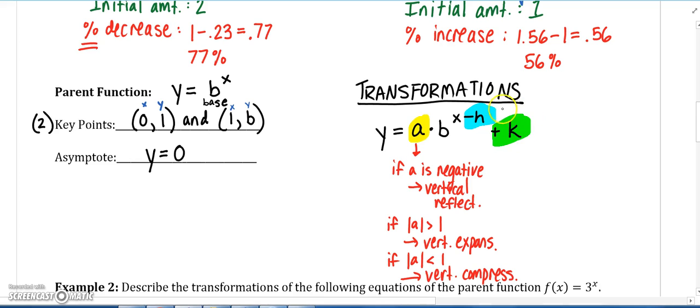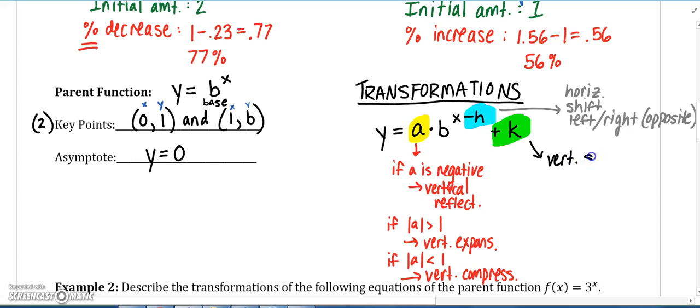But H and K aren't so bad. H just tells you how much to shift. So it's a horizontal shift, left or right. And remember, it's opposite. And then K is what K's always been, and that's a vertical shift, up or down.